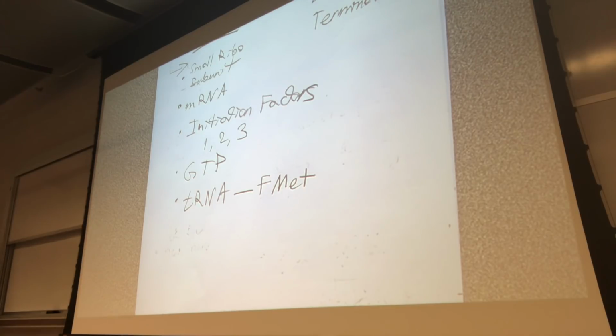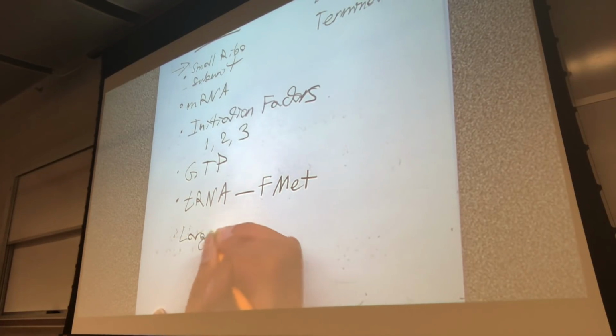Yes? Do you need the large ribosomal subunit too? The signal to the very end of initiation, and that's the last part on here. So everything else has to come first. The very end is the large ribosomal subunit.